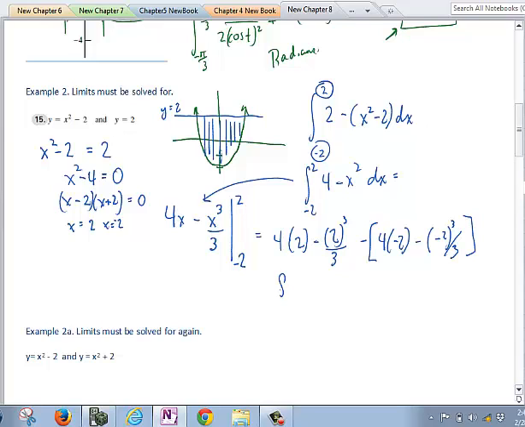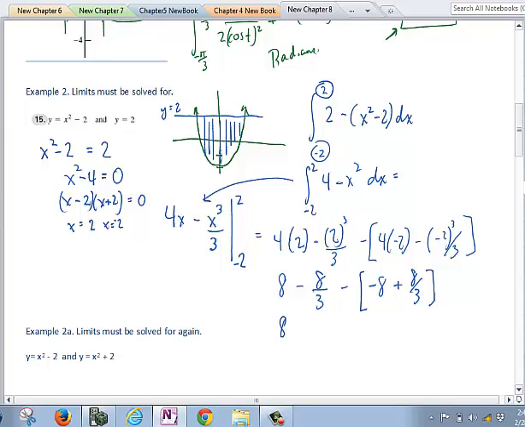We just do the math. We have 8 minus 8/3 minus -8 plus 8/3. And this becomes 16, because we have 8 minus -8 gives you 16, minus 16/3, which will give us, when you do the fractional math, 32 over 3.